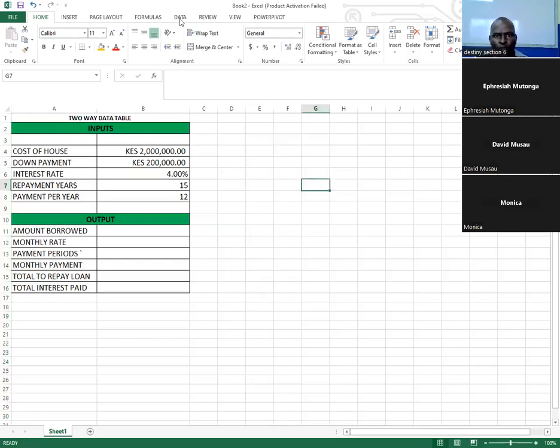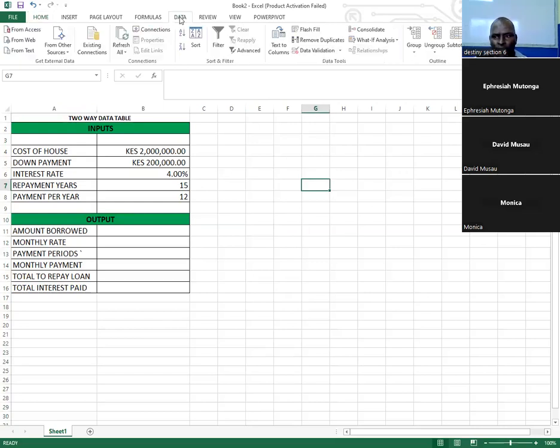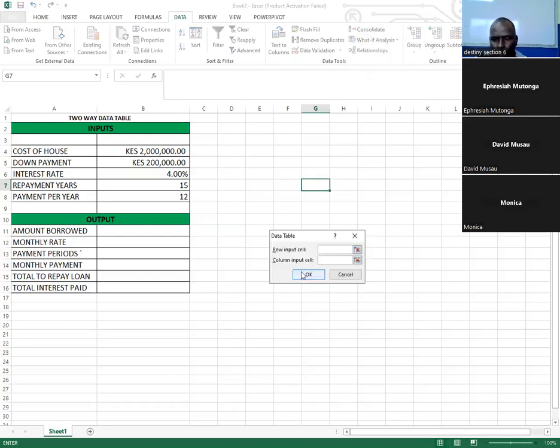So if you come here in Data, then What-If Analysis, and then Data Table, that is our data table. A data table has two input cells: the row input cell and the column input cell. When we were doing a one variable data table, you realized that I used only the column.